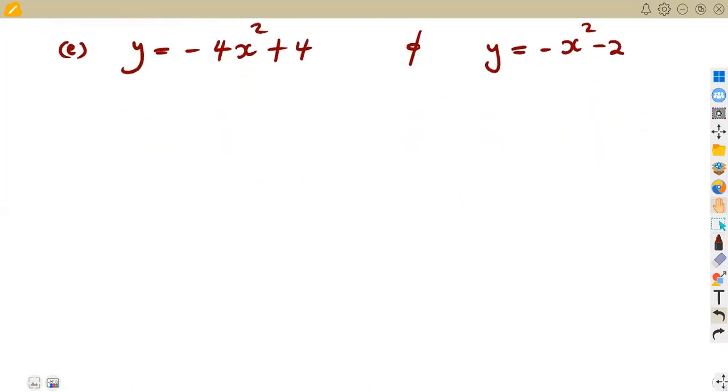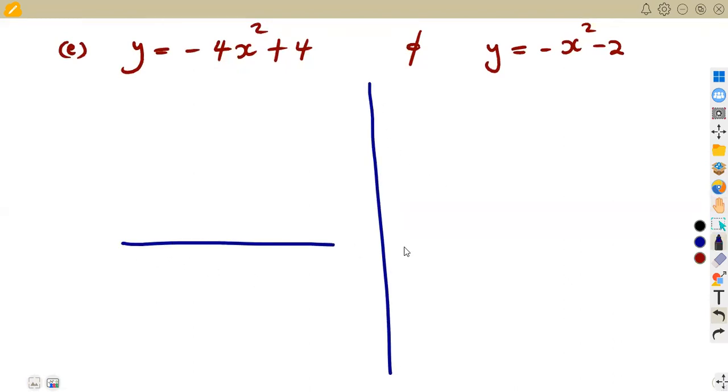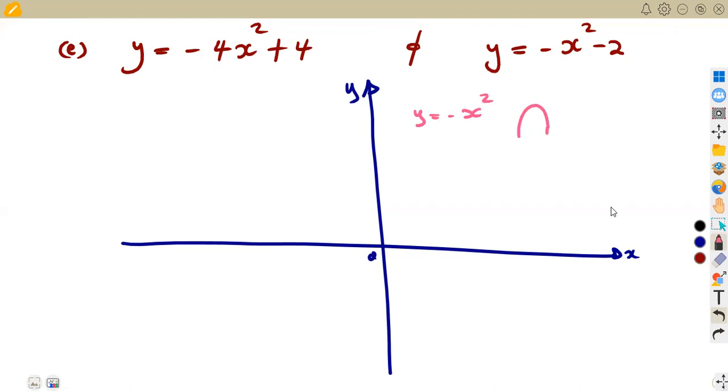So if we are to consider what we have this time on our sketch, we are going to see that the normal graph was supposed to be the graph of y is equal to minus x squared. Like I said, this one is going to be like this. It's going to be a frowning shape like this. This was supposed to be the normal graph.